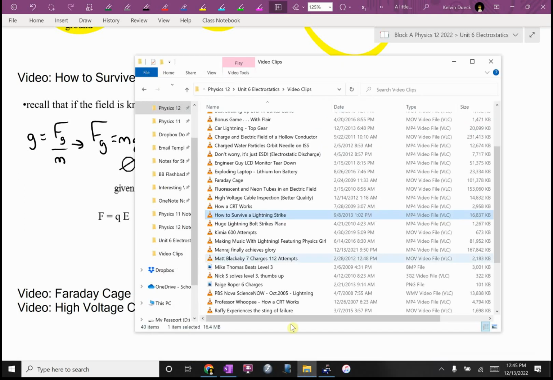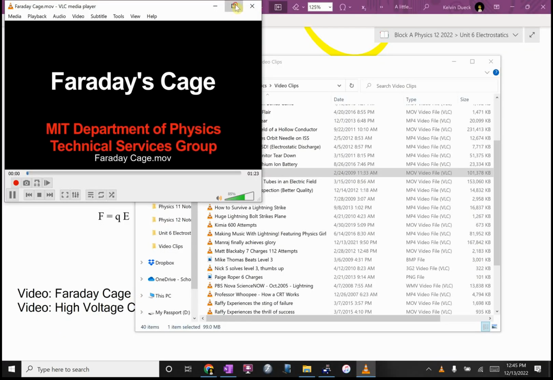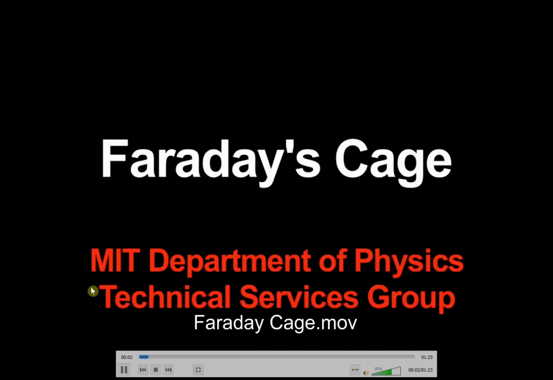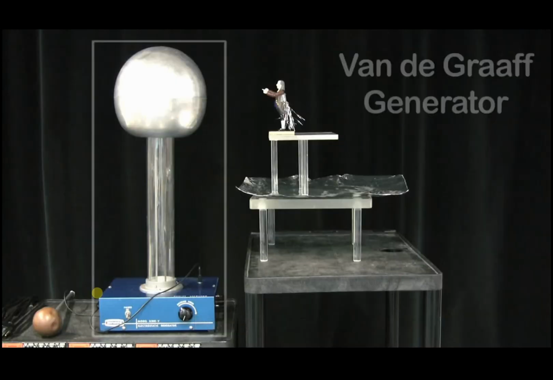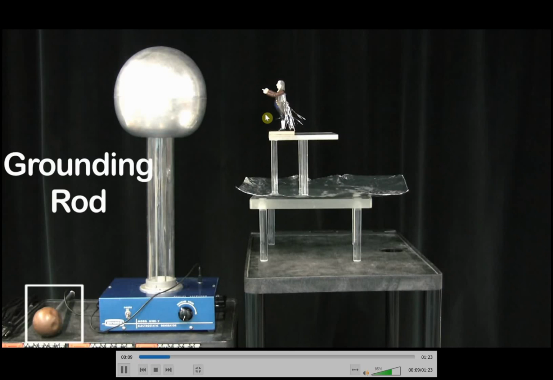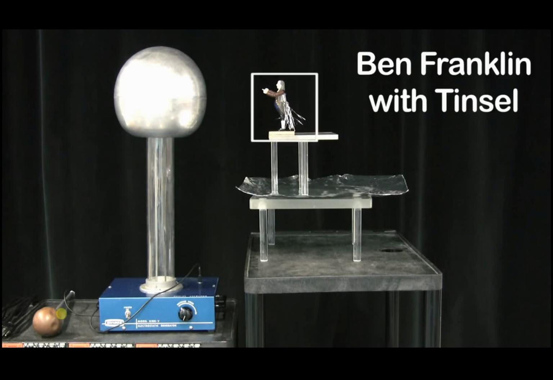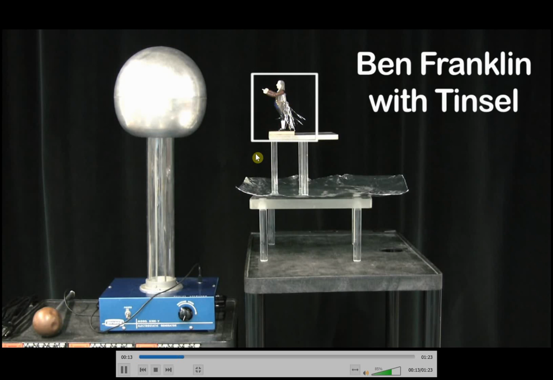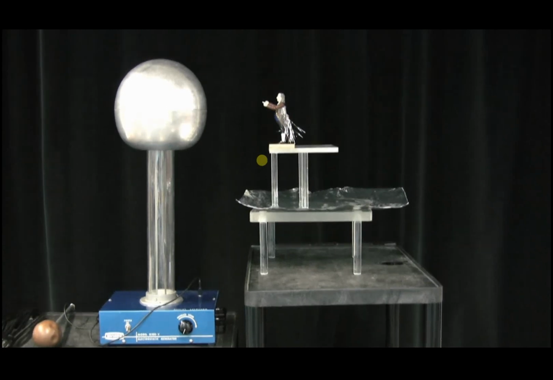Faraday cage. We've talked a little bit about a Faraday cage. Here's a good example of a Faraday cage. This is from MIT. So we have a Van de Graaff generator. We played with one of those. A grounding rod. And we have a little Ben Franklin doll with tinsel. Why Ben Franklin? He was one.